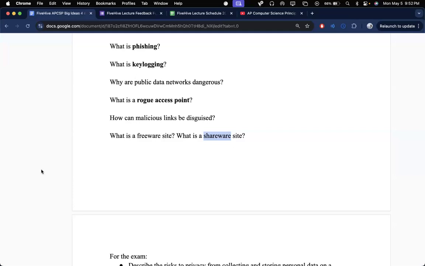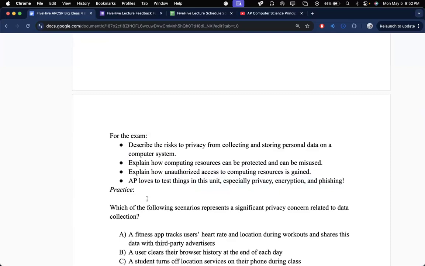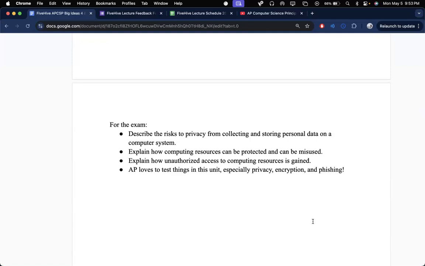By the end of this lecture, we'll have all the units done. For the exam, we wanted to describe the risks to privacy from collecting and storing personal data on a computer system, explain how computing resources can be protected and misused, and explain how unauthorized access to computing resources is granted. Things I've noticed: AP loves to test things in this unit, especially privacy, encryption, and phishing.